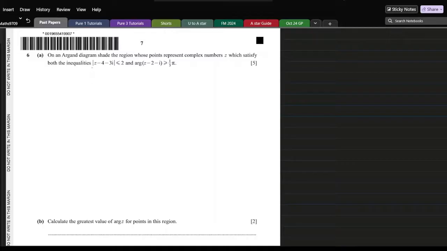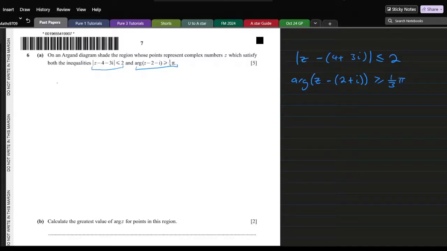Alright, so I'm just going to factor out a negative sign in that inequality here. So |z − (4 + 3i)| is less than or equal to 2, and then I'm going to do the same for our argument here. So that becomes arg(z − (2 + i)), we're factoring out the negative sign, and this is greater than or equal to 1/3 π.